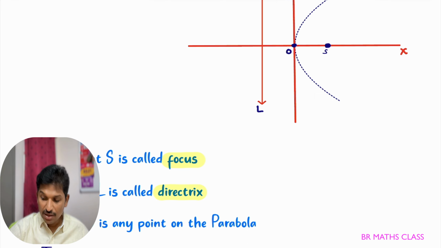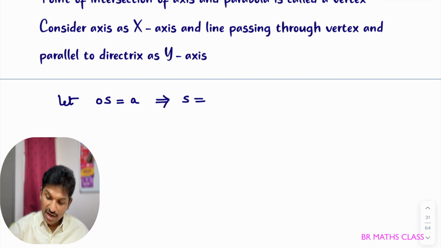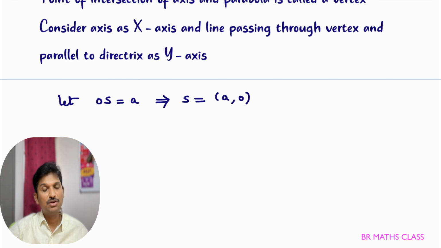And one more thing, if you observe this point, what is this point? This is a point on the parabola. As per the definition, whatever points we take on the parabola are equidistant from the fixed point and the fixed line, that means this distance is the same as this distance. Please try to understand. So if you take OS as a, then this length is also a, because this is a point on the parabola. Any point on the parabola is equidistant from fixed point and fixed line, and as we took OS as a, the focus S is (a, 0).